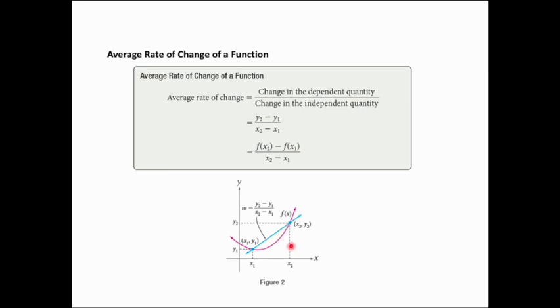And this is going to be a secant line because it's passing through 2 points on the function. And so our average rate of change is going to be the slope of that secant line.